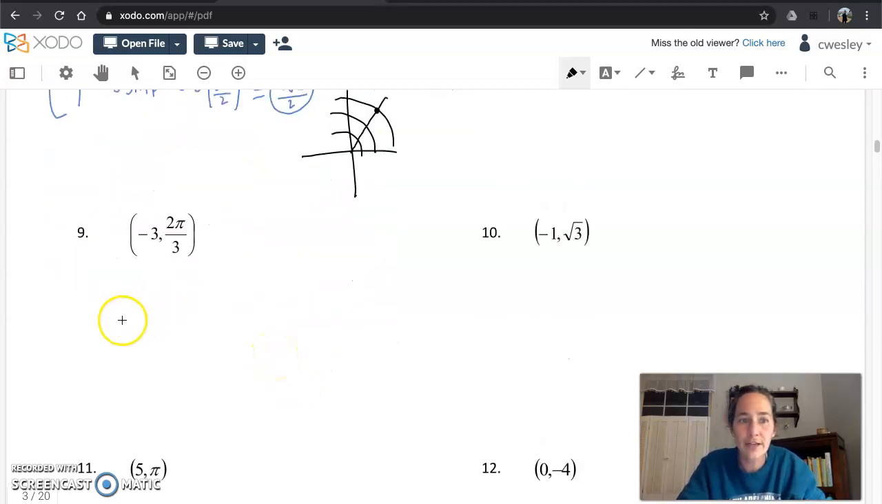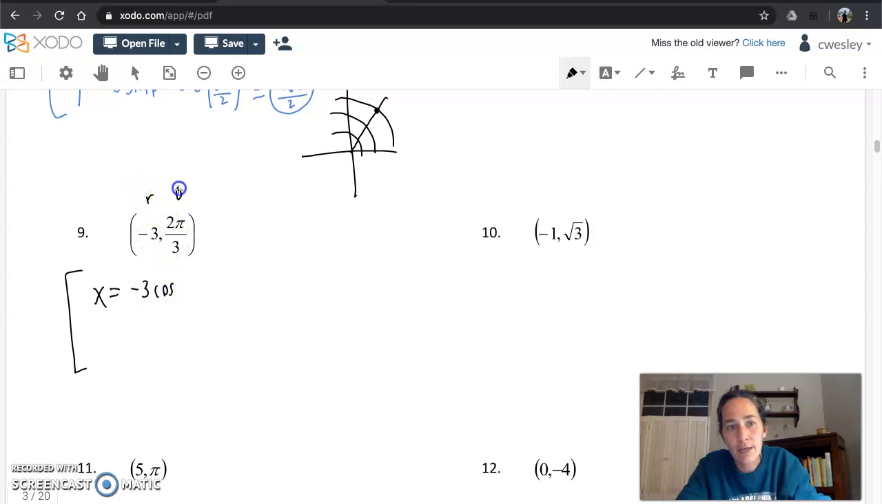All right, go ahead, try 9. I guess I'll just go from the same definitions. I'll try this one the same way. X is going to be r cos theta. So you have r and theta, negative 3 cosine of 2 pi over 3. And y is going to be negative 3 times the sine of 2 pi over 3.